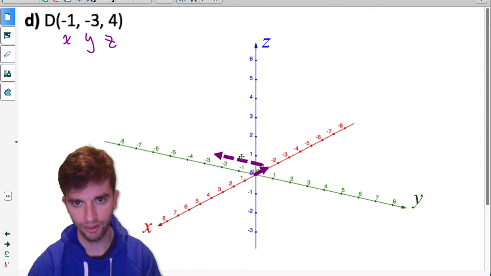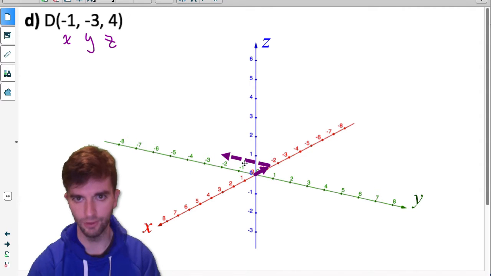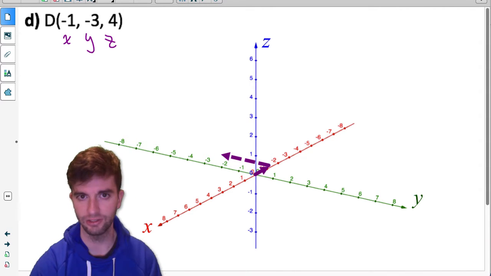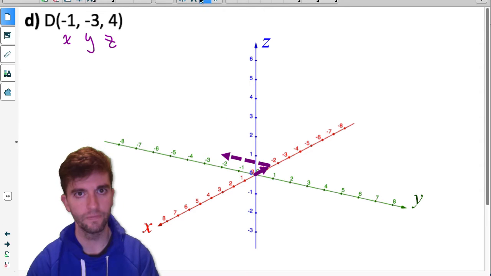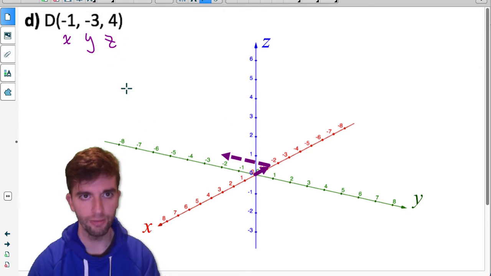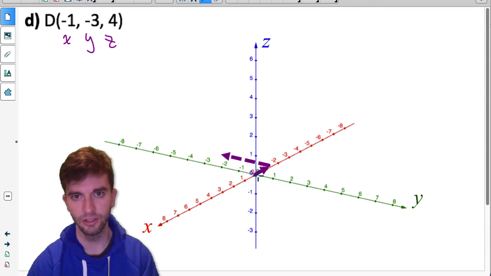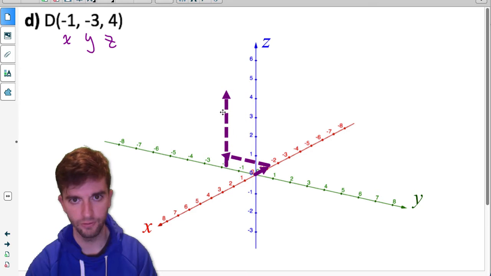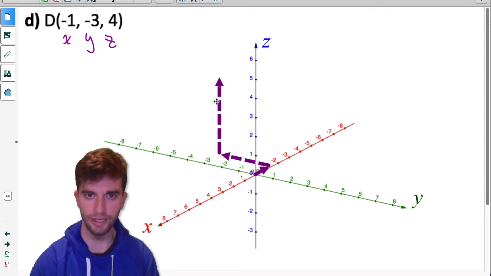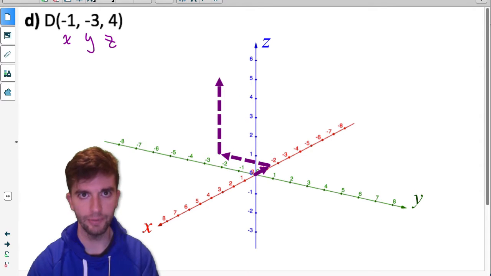So do that exact movement from where I got to after moving 1 unit along the negative x-axis. And now I need to move 4 units parallel to the positive z-axis. So that would look like this. So do that movement from where I am after moving along the negative x and negative y axis. And that brings me to my final point right here.